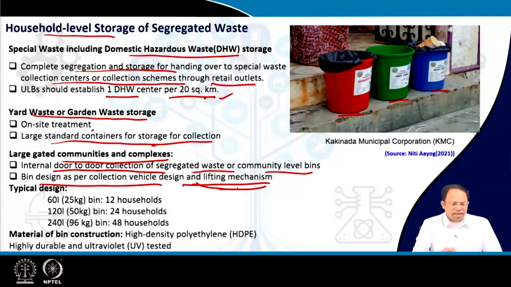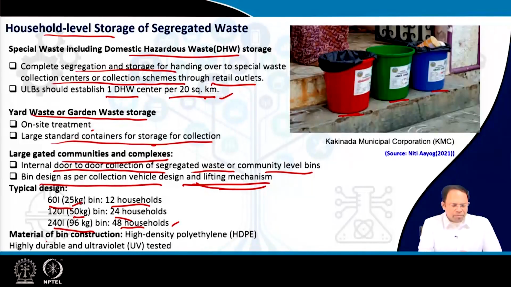So, typical design: if it's a small complex of 12 households, a 60-liter bin is fine, which holds around 25 kilograms of garbage. For a complex with 24 households, it could be a 120-liter or 50 kg bin. For 48 households, a 240-liter or 96 kg bin, and so on. We cannot keep on increasing the size of the container, so if more households live in that complex, we have to go for multiples of these sizes, right? So we can have many of those bins.